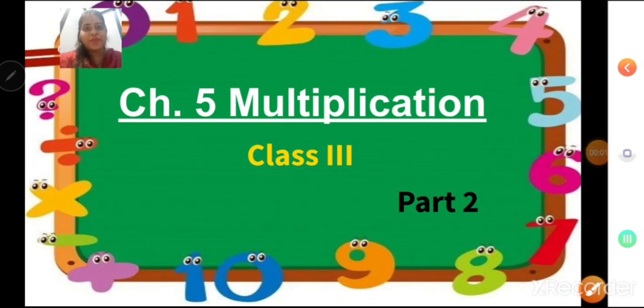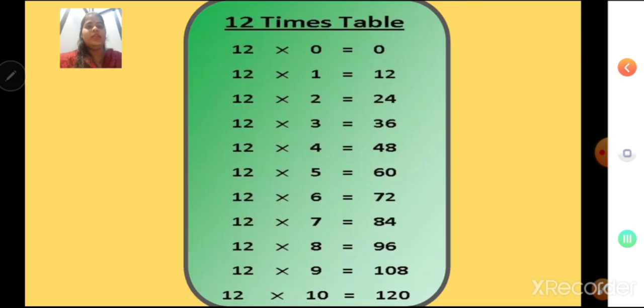Children, welcome back to multiplication part 2. Children, today first we are going to revise table of 12. Now every day we are going to revise one table at a time. So let us start with table of 12. Come on everyone, say with me.